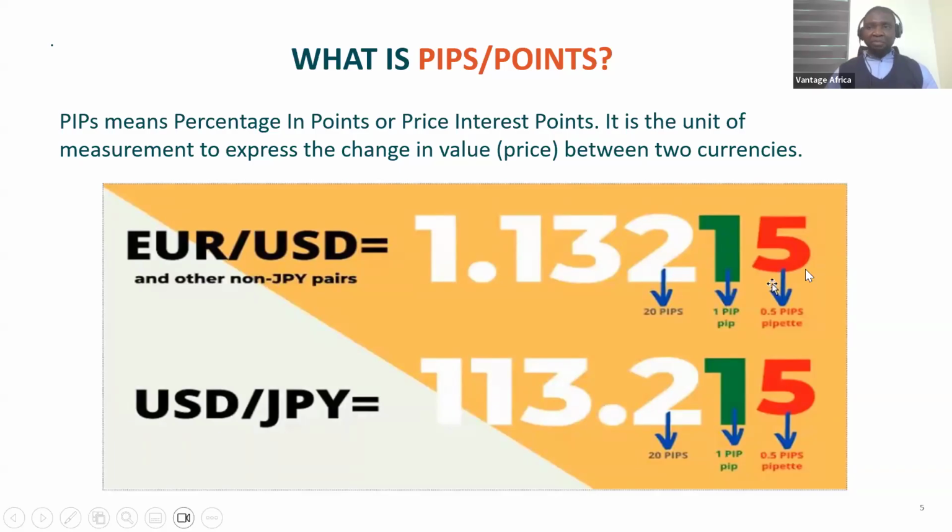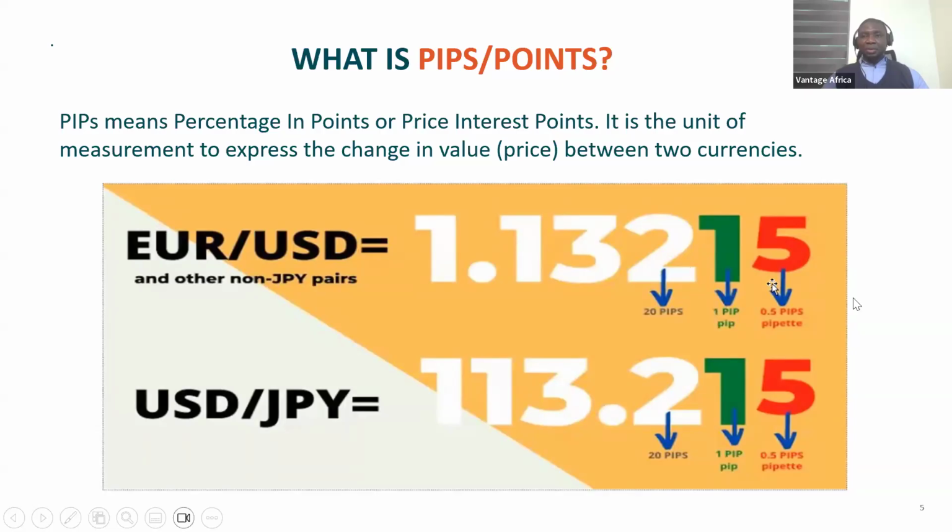Usually when you're on your MetaTrader app, you will see it as a highlighted number. It's always changing every so often, especially when price is moving very fast, it changes very quickly. The next one is what we call a pip. That's 1 pip. Then this is the second pip. The second number here is 20 pips.